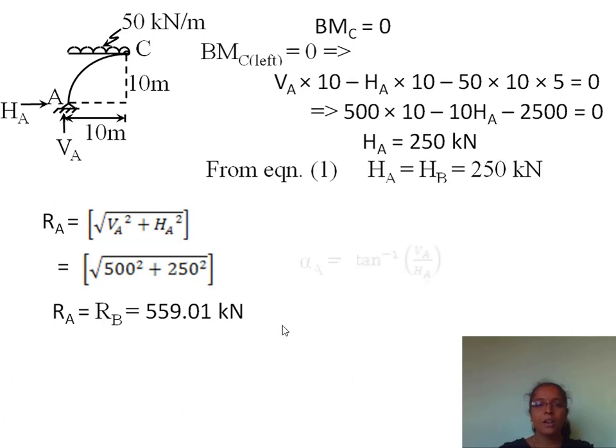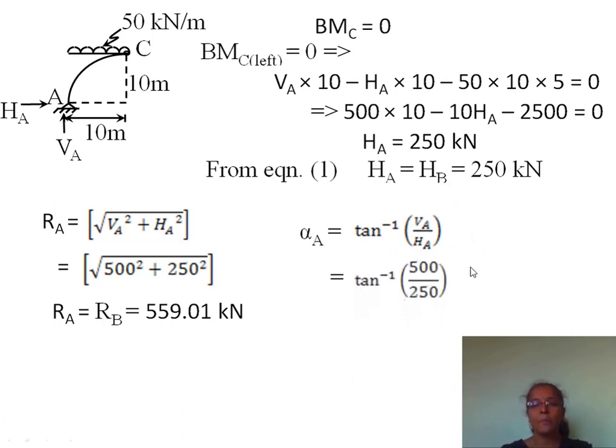The angle made by RA with respect to horizontal is given by tan inverse of VA by HA. If you substitute it, tan inverse of 500 by 250 will give an angle of 63.43 degrees. So RA or RB is making an angle of 63.43 degrees with respect to horizontal. So that completes the first part, that is the calculation of reactions.